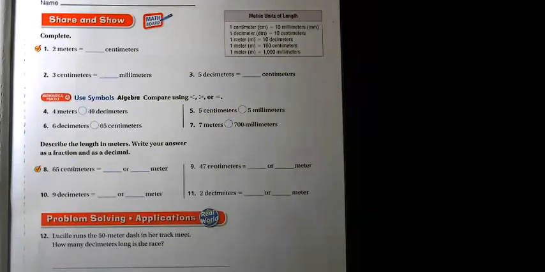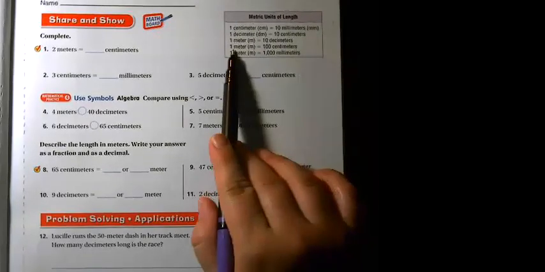All right, so the first section just says complete. So make these true. So we want to know how many centimeters are in 2 meters. We remember there are 100 centimeters in 1 meter. If we don't, it's right here as well.